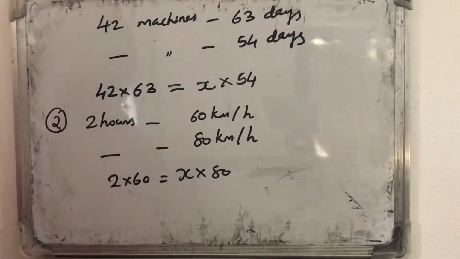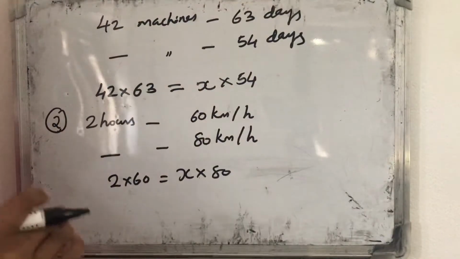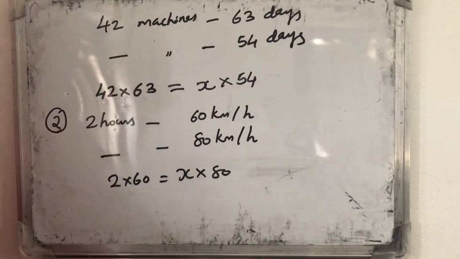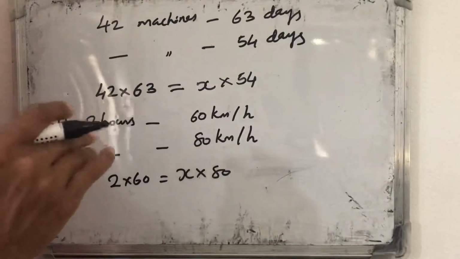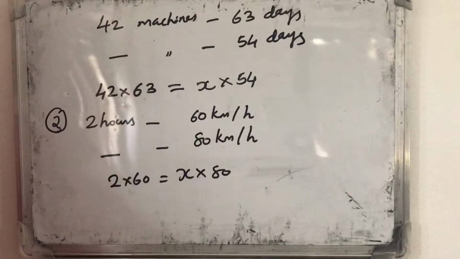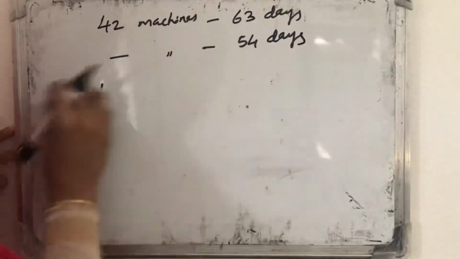Next question. 2 persons could fit new windows in a house in 3 days. So you want to understand which variation it is from the question itself. In the first part we already discussed the direct variation. So this one is inverse variation. You want to understand very clearly whether the given question is direct or inverse.